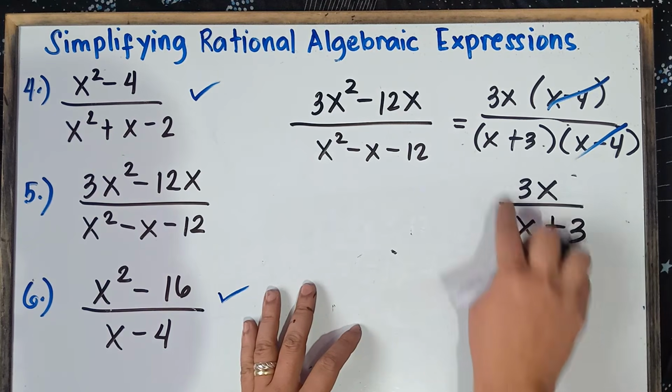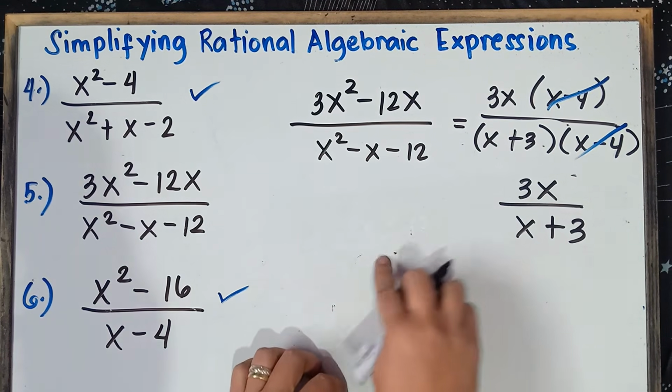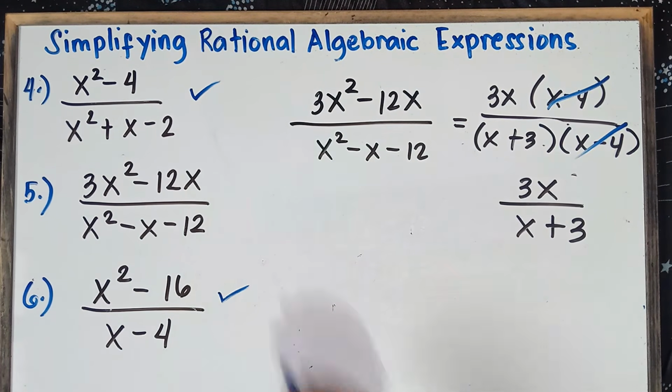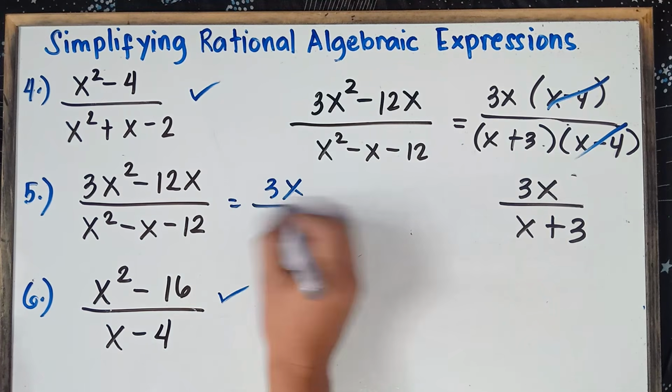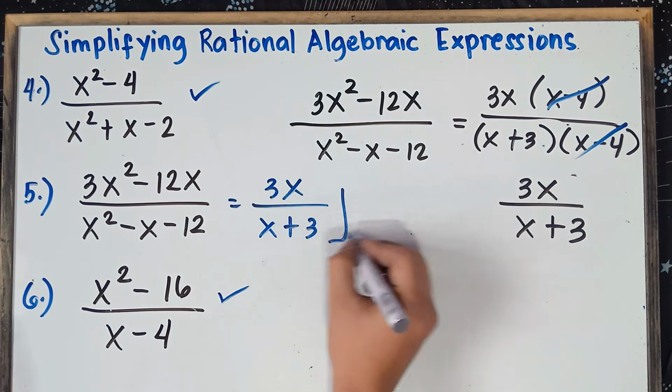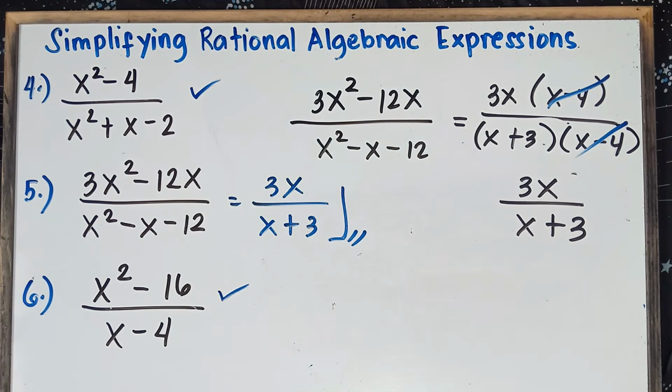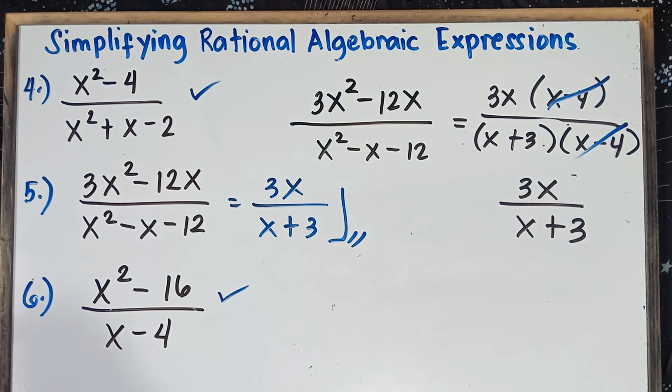So once again, class, we cannot divide this one further. This will be our final answer: 3x over x plus 3. All set, class. That's the answer with regards to example number 5.